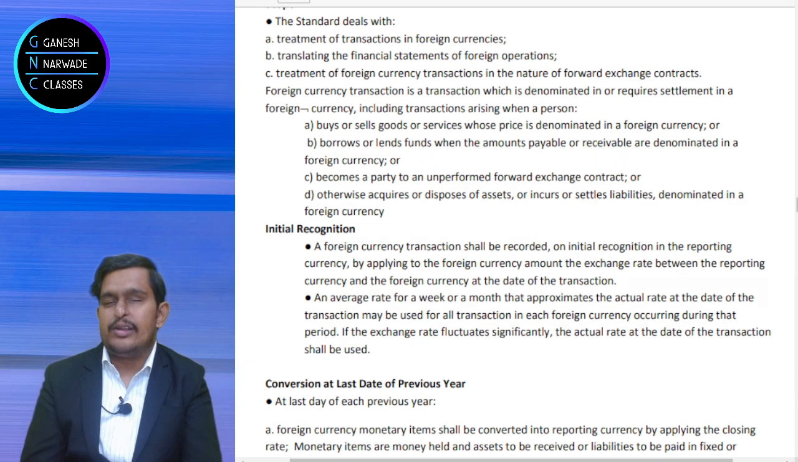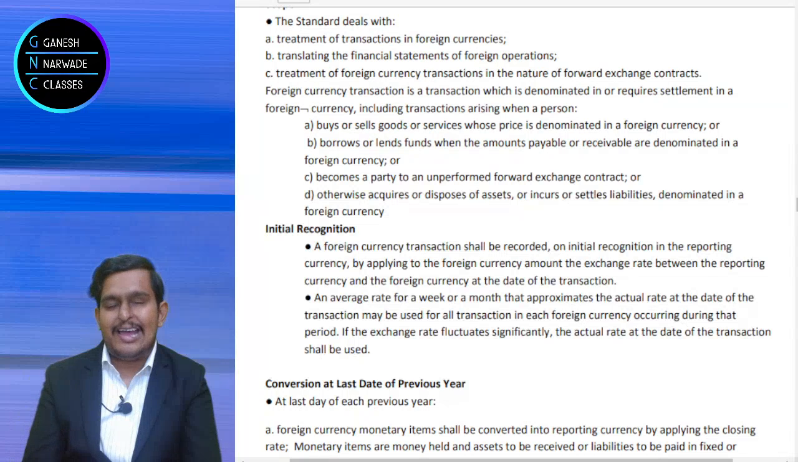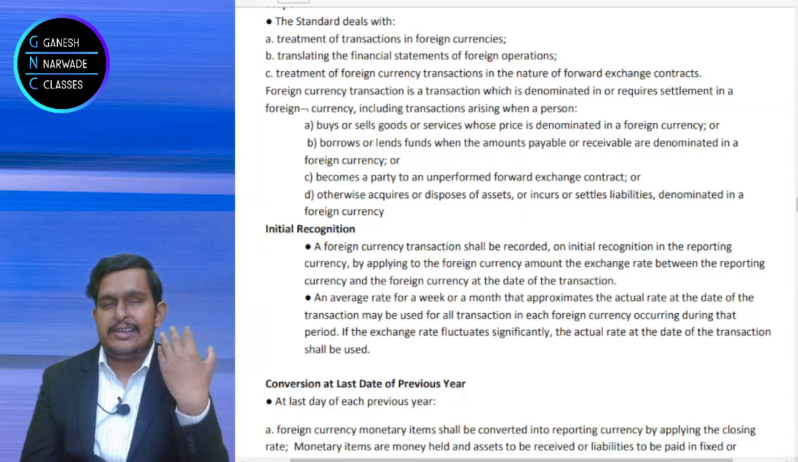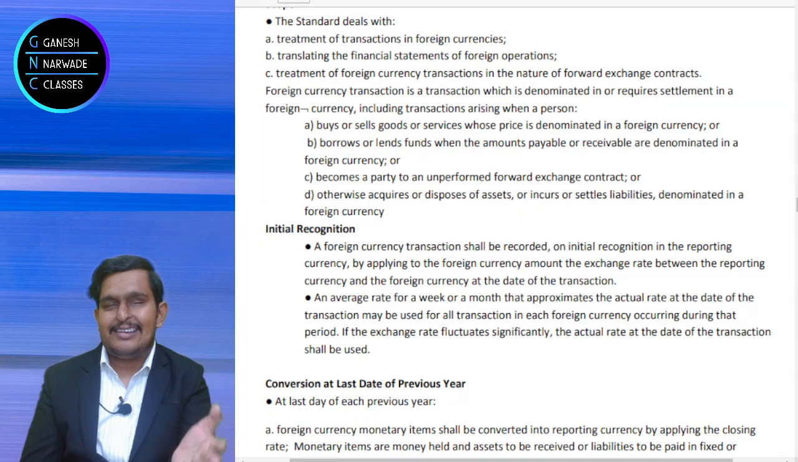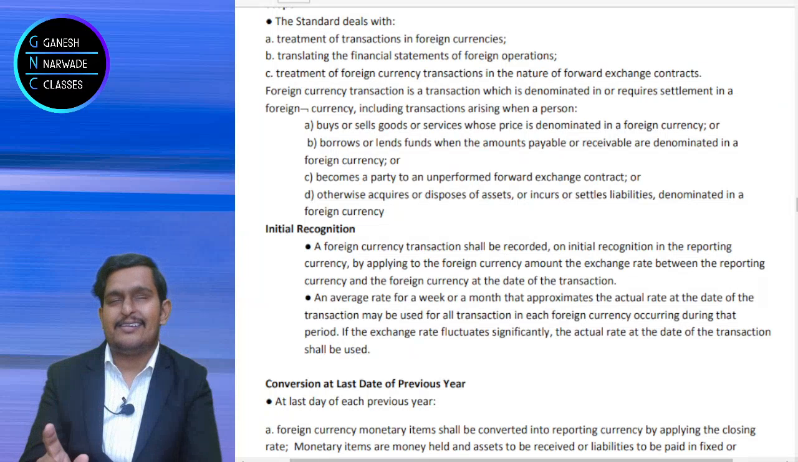Suppose I give a loan and get interest in dollars, or I take a loan and pay in dollars. Then these are loans taken or loans given in foreign exchange, in foreign currency. So these are transactions in foreign currency.